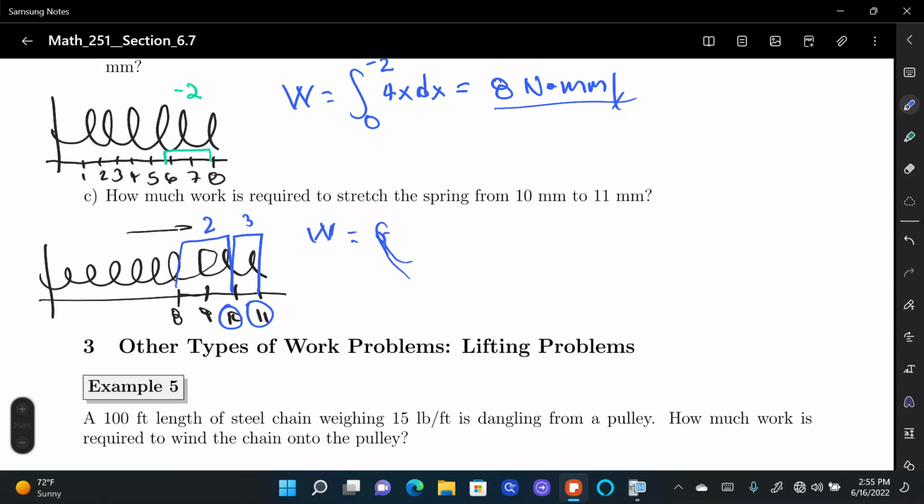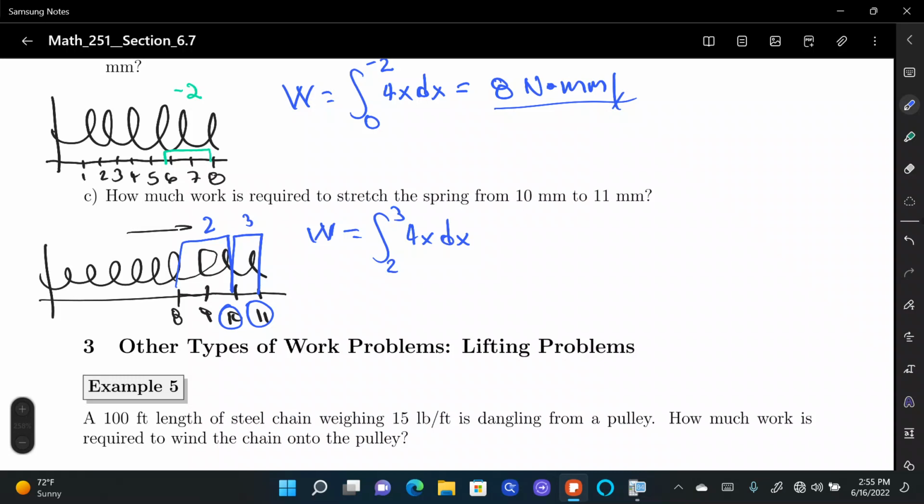From 2 to 3 for x, and not literally from 10 to 11, because again we need to take into consideration as our base the natural length of the spring. If the spring were, let's say, 5 millimeters in its natural length, the integral would be, okay, how far is 10 from 5?